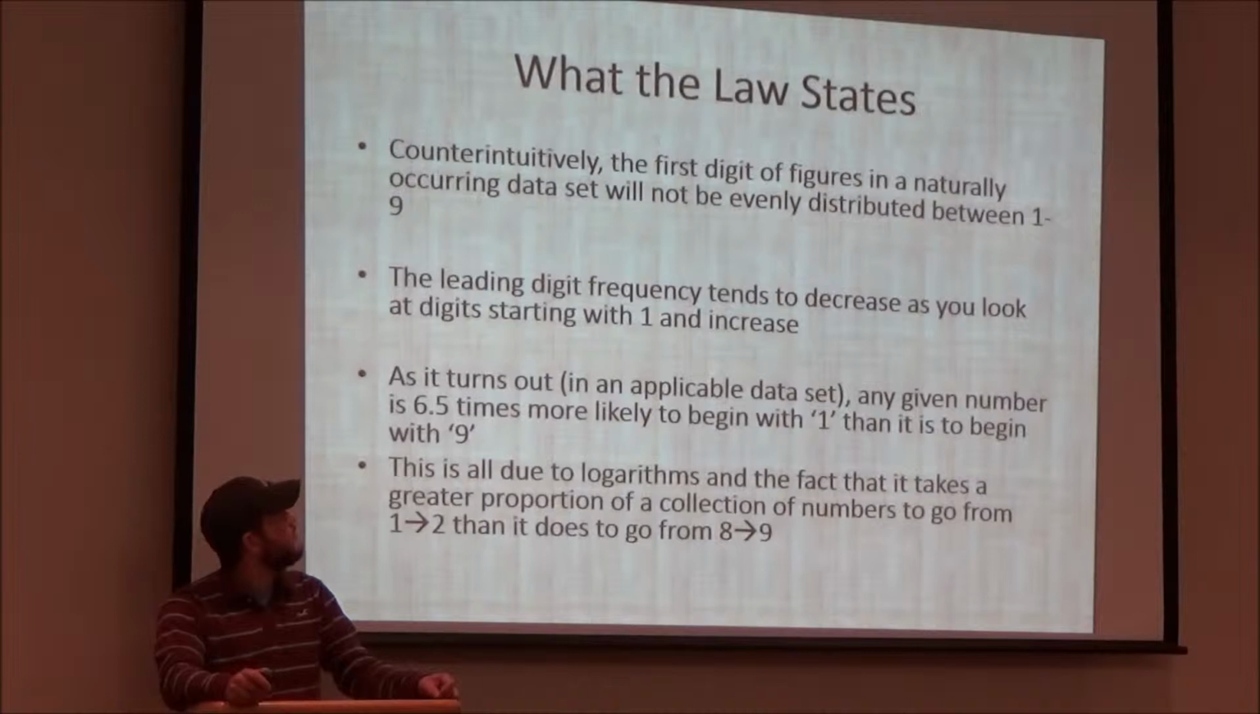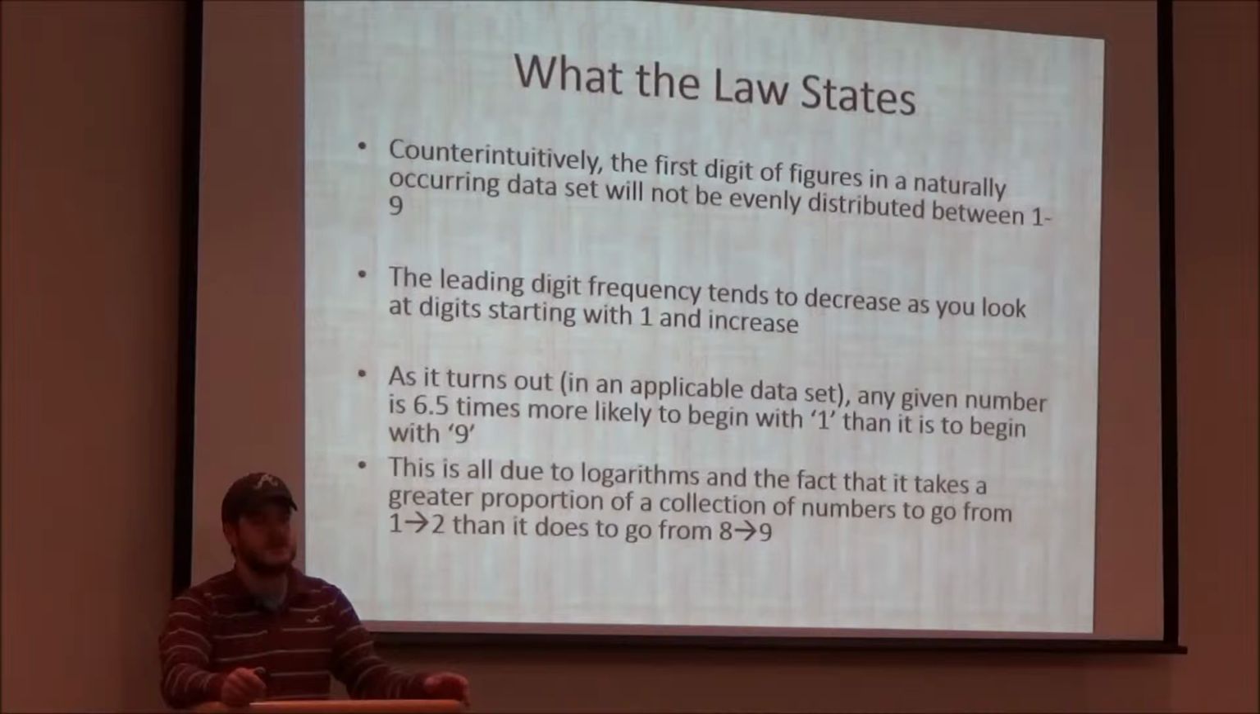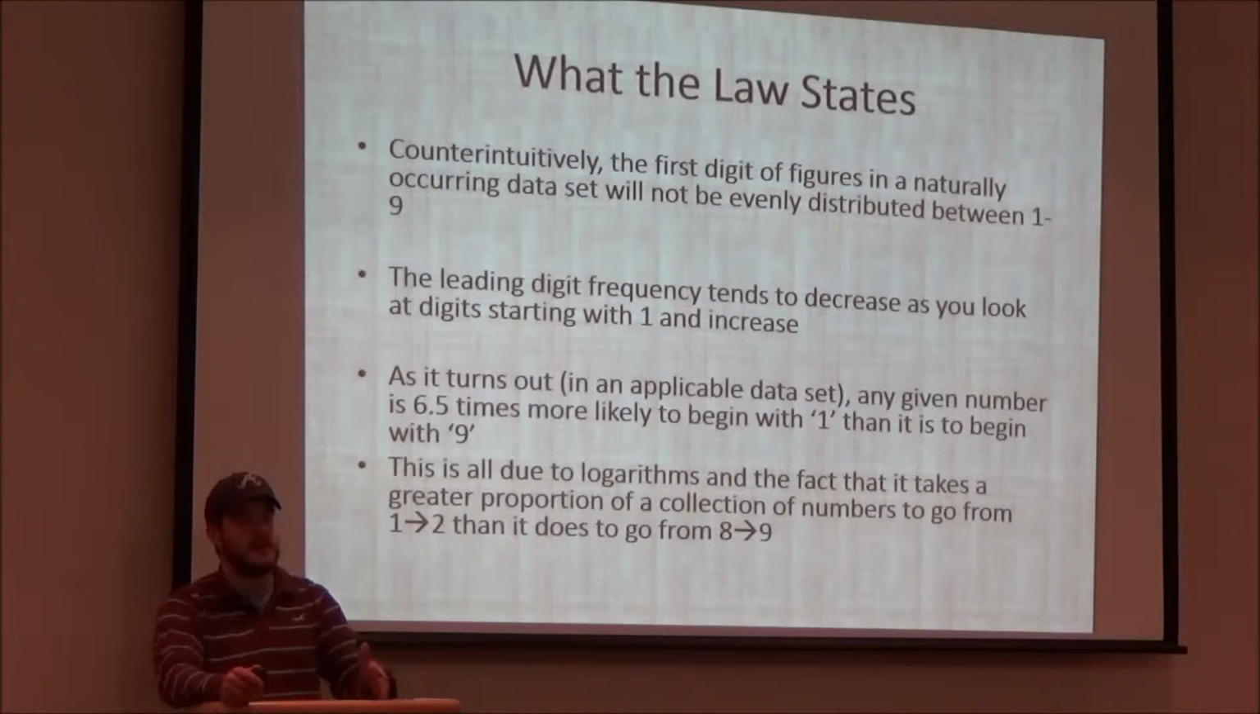So what the law actually states is that when you count through data sets of naturally occurring random numbers, the first digit or the first couple of digits will always be towards the lower end of the spectrum, and as you get higher up towards 8 and 9, the percentages go way down to almost nothing.